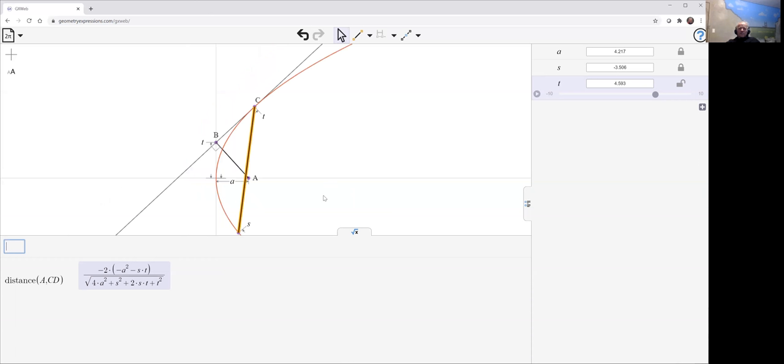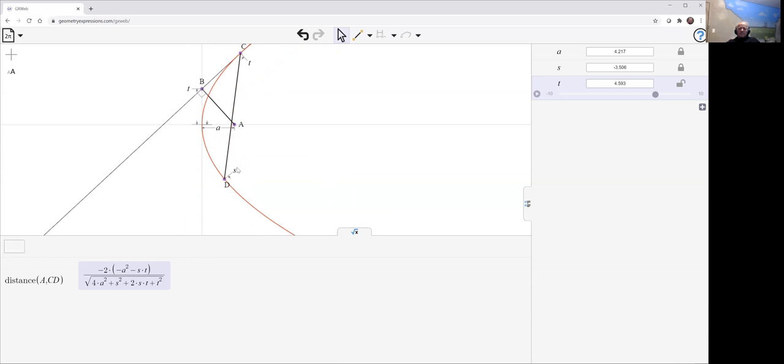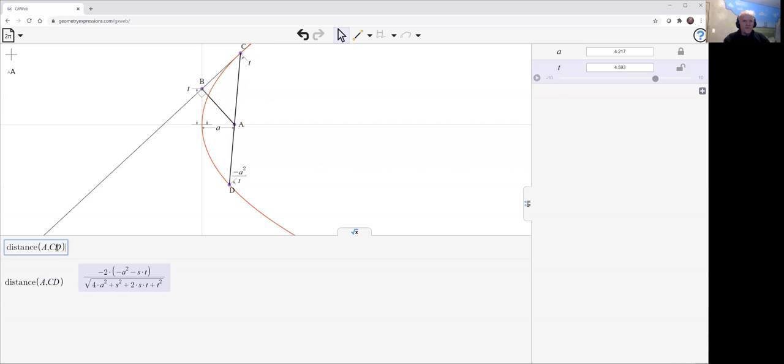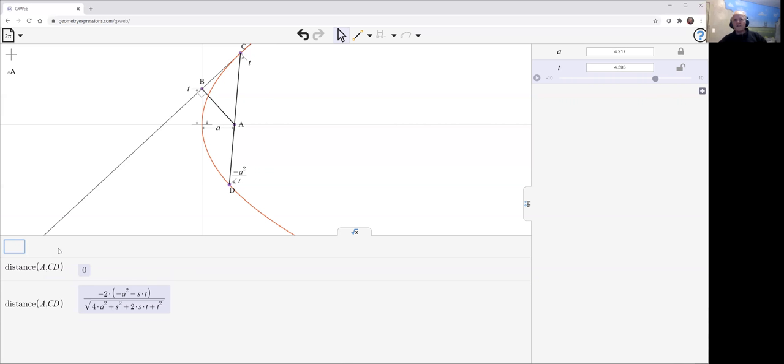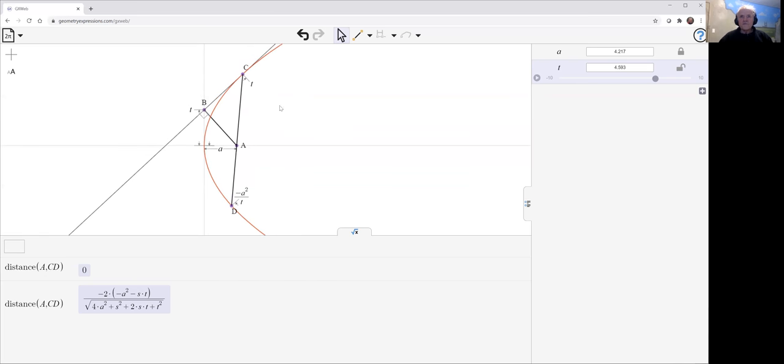So let's just do that. Minus A squared over T. And that looks like it's made it a focal chord. Let's just check it out. We can ask for the distance again. A zero, that's good. Okay, so now we have our focal chord. It goes through T and minus A squared over T.